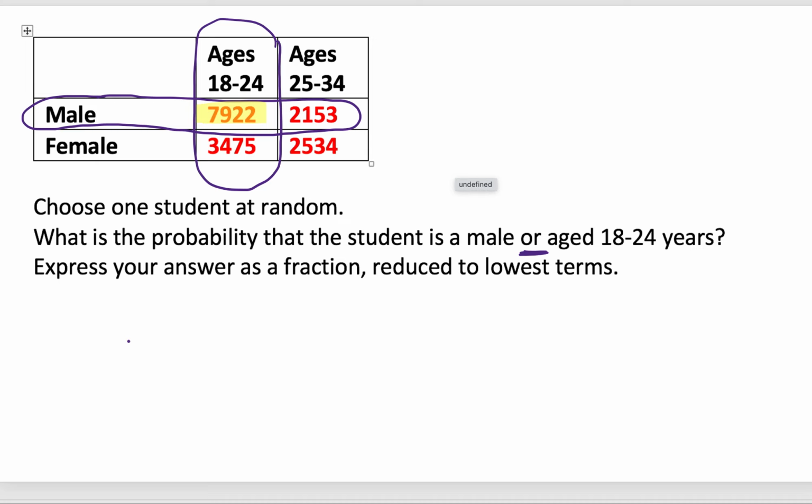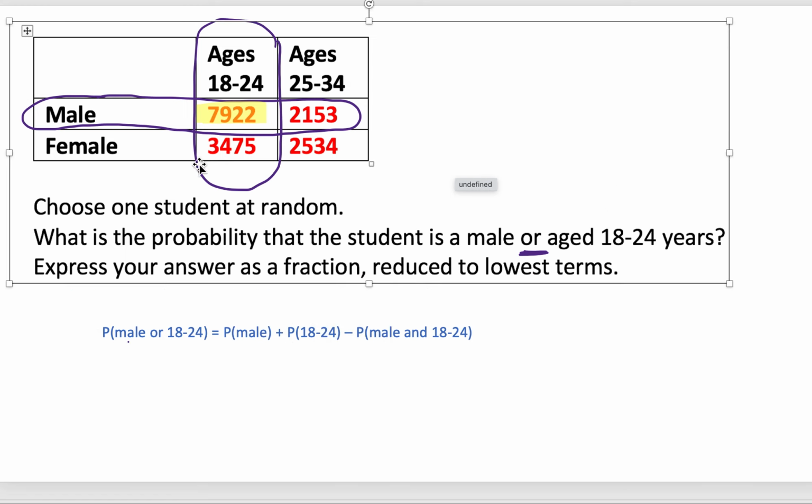All right, so what I'm going to do here is go ahead and apply that formula with the events that we've got. So male or 18 to 24, we're going to do each one separate. So male, 18 to 24, add it together, and then we're going to subtract off the overlap, just like we did in the last one.